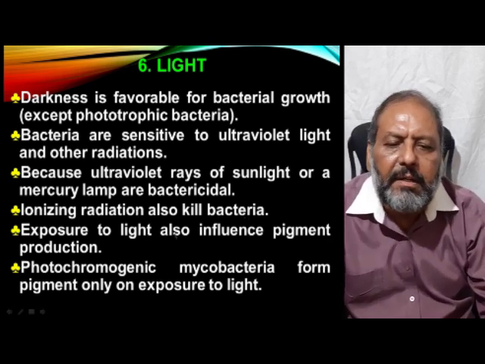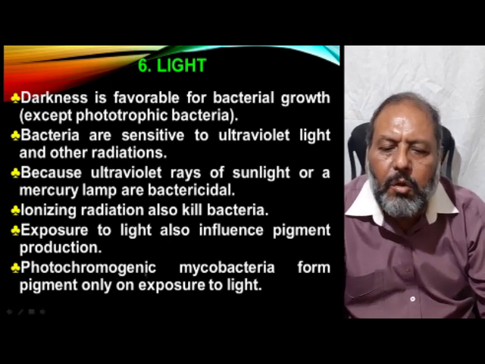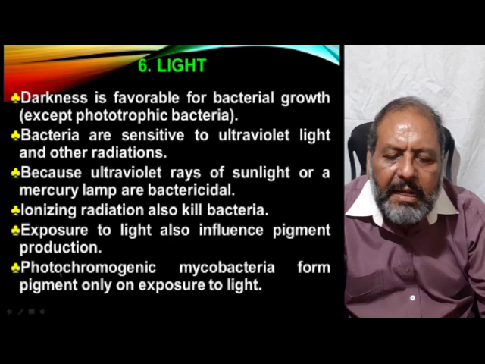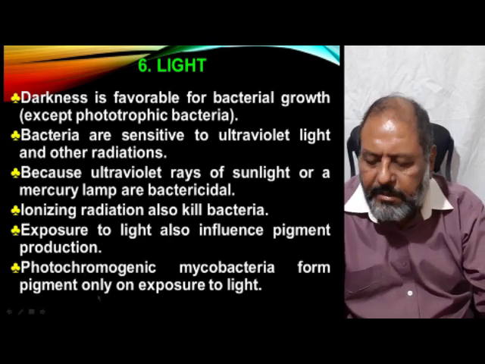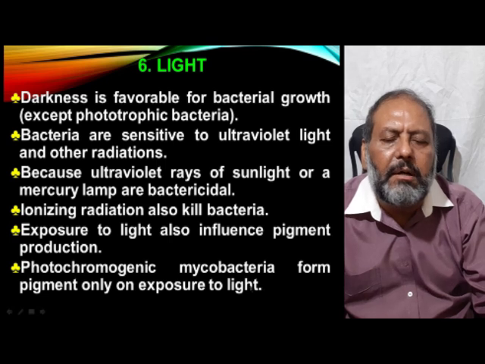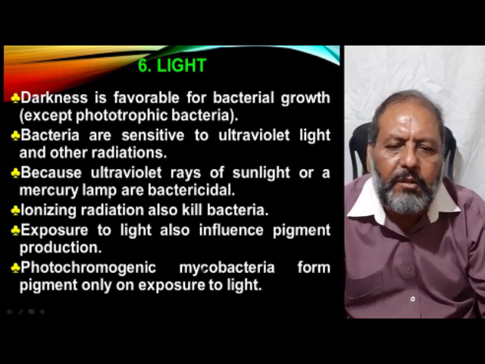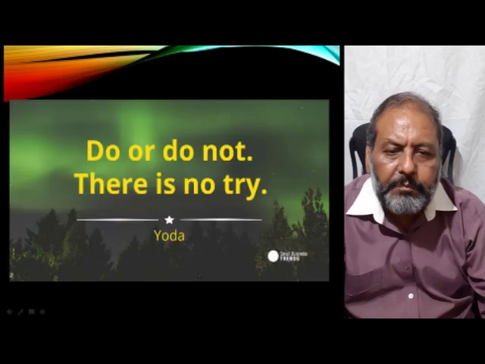Exposure to light also influences pigment production. Photochromogenic, as the name suggests, photo meaning light, chromo meaning color, genic, mycobacteria form pigment only on exposure to light. So these can be differentiated from other mycobacteria on the basis of pigment production.